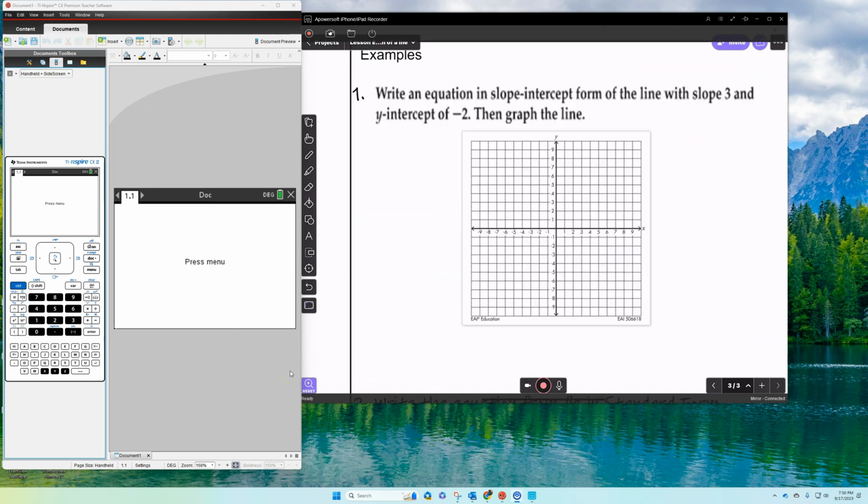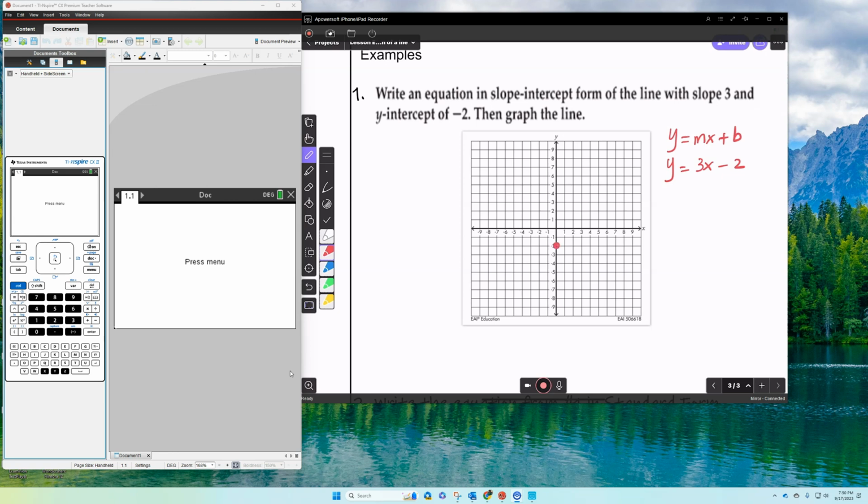Number one, write an equation in slope-intercept form for a line with a slope of 3 and a y-intercept of -2. I'm going to use the slope-intercept form, y equals mx plus b. I apologize, -2 is the y-intercept, so it's going to be y equals 3x minus 2. So the y-intercept is (0, -2).